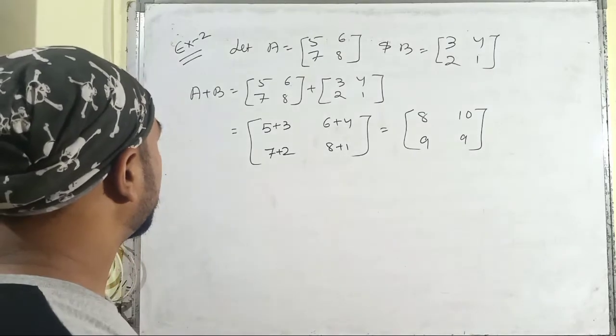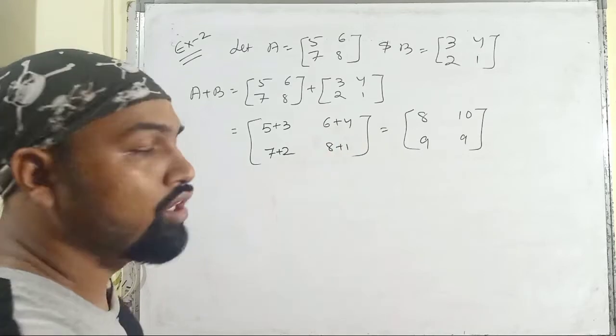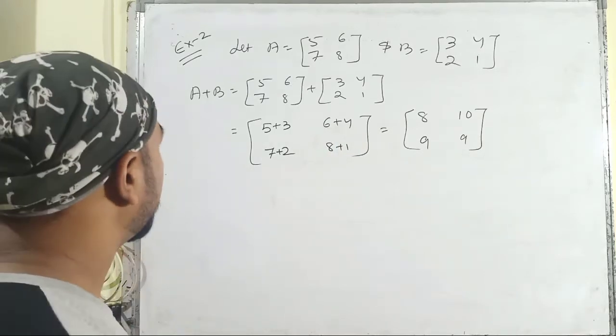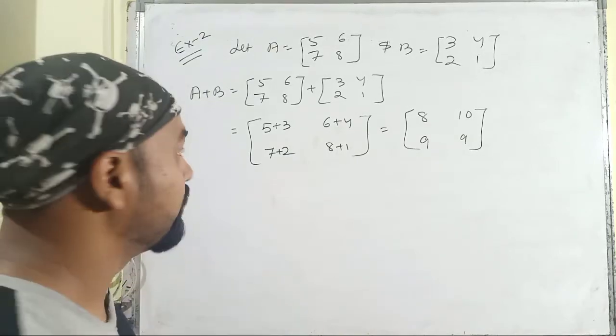Here we have discussed one example based on two matrices of order 2. Let us discuss another example in which both of the matrices are of order 3.